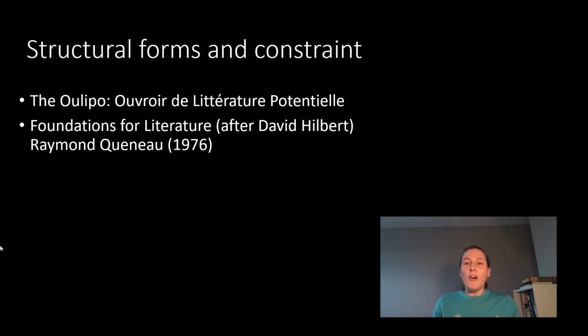The idea of the Oulipo is not per se to create the literature itself, but to give examples of or set up potential constraints or forms for literature. So this is potential literature. I want to start by showing you a humorous piece by Raymond Queneau called Foundations for Literature after David Hilbert.